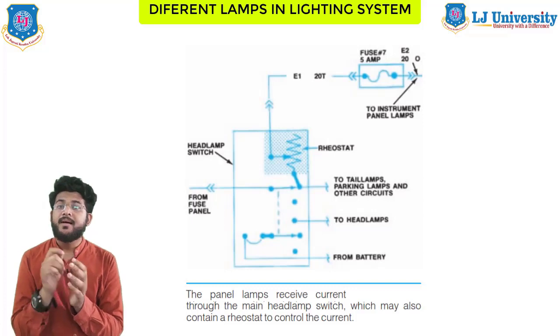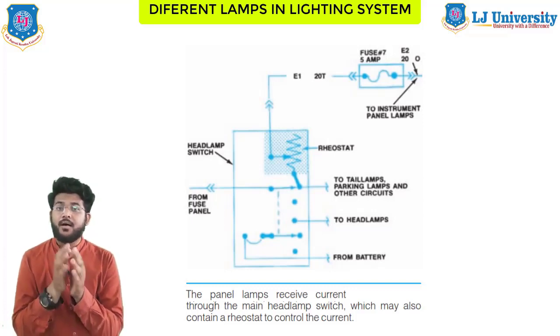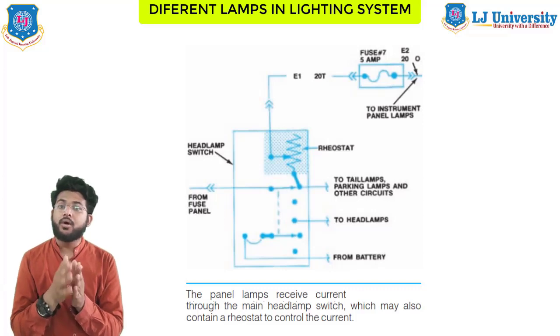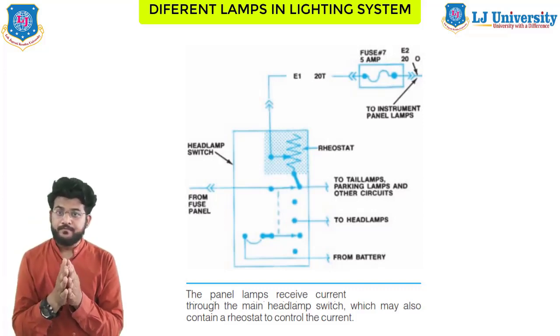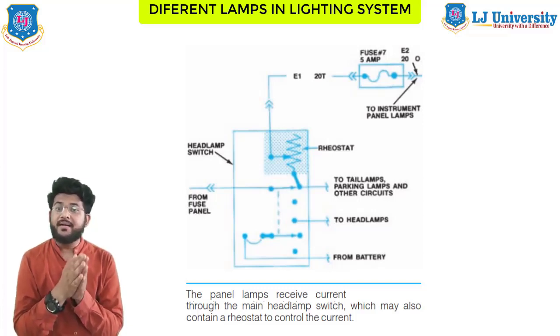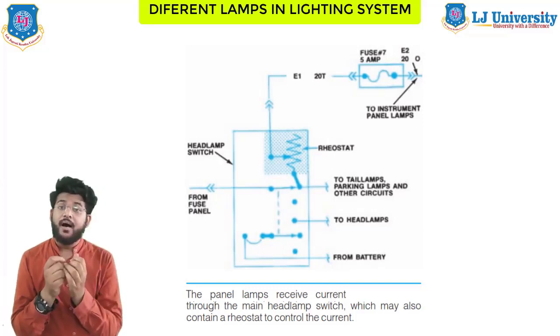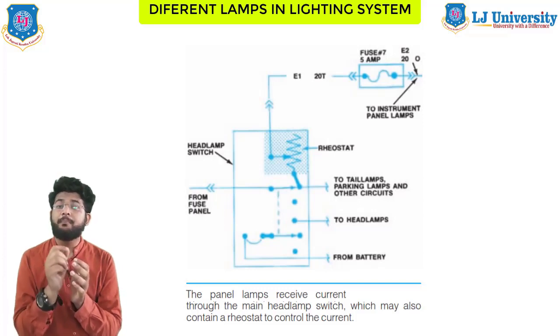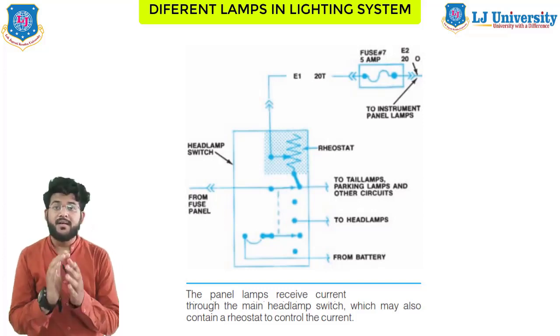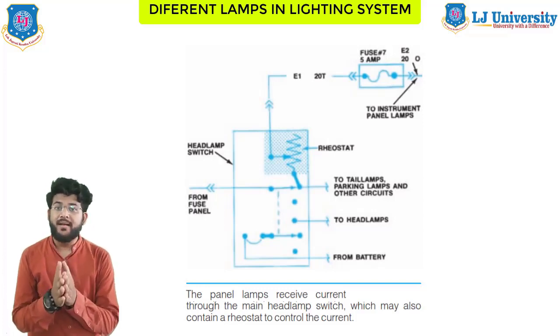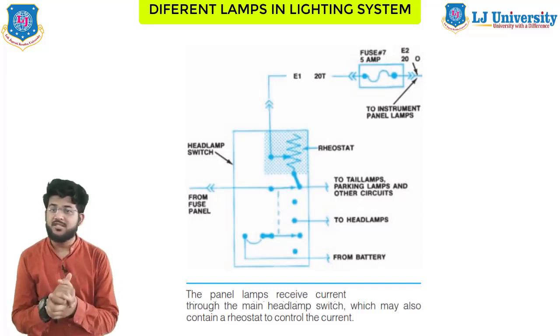The rheostat may be a separate unit in the panel lamp circuit. Current to the panel lamp is controlled by the contacts within the main headlamp switch. The instrument panel lamps receive the current when the parking and the tail lamps are lit, and when the headlamps are lit. Rheostats and potentiometers are variable resistors that allow the driver to control the brightness of the panel lamp, which is very important. The rheostat or the potentiometer for the panel lamps can be a separate unit, or it can be part of the main headlamp switch.